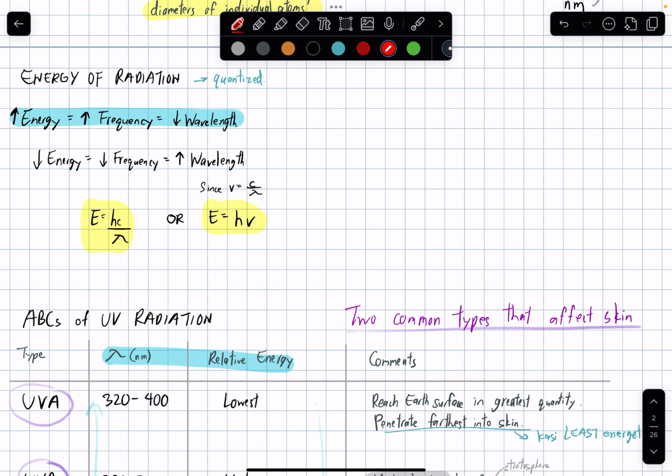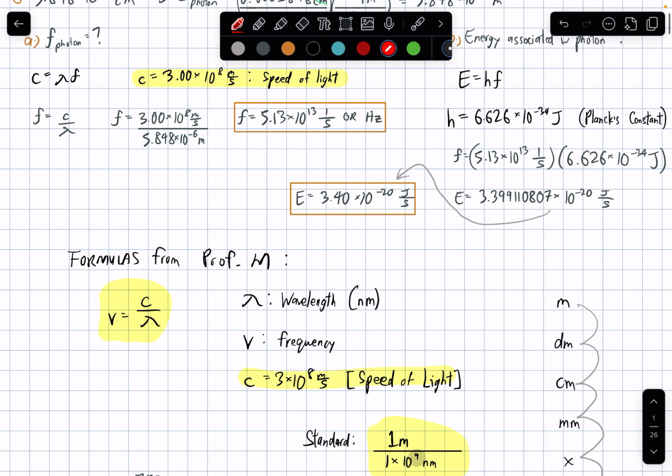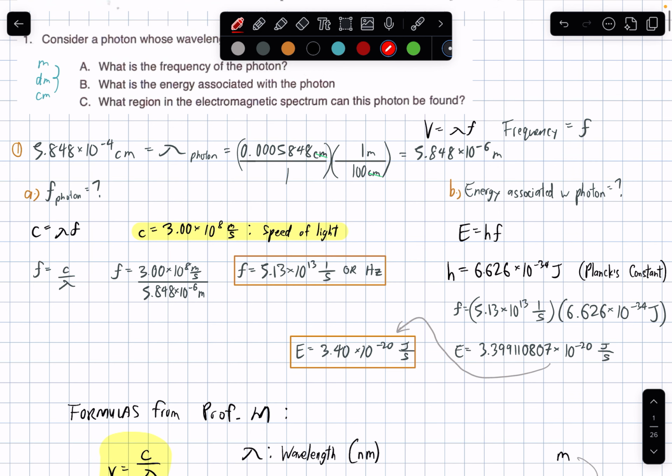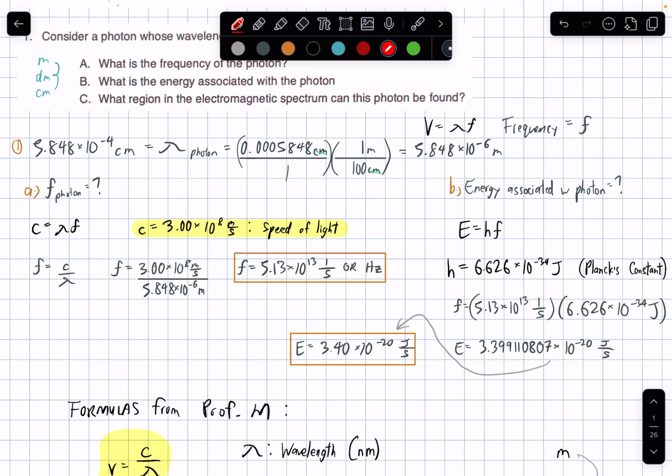Let's go to energy of radiation. It might not be the same thing with... Okay, before I end this video, let's answer one last question. What region in the electromagnetic spectrum can this photon be found?